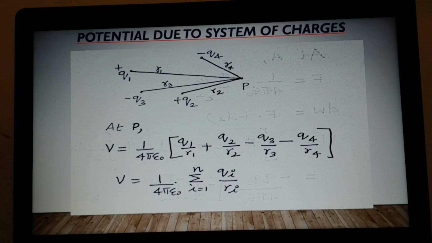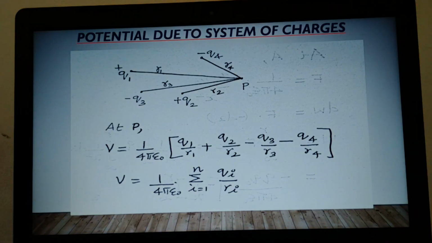Listen, Q1 can provide a potential at P. How can you find it? By the definition, V1 is equal to 1 by 4 pi epsilon 0 Q1 by R1. Q2 can provide a potential there, measured as 1 by 4 pi epsilon 0 Q2 by R2. We have Q3 at a distance R3, so at P Q3 can also provide a potential: V3 is equal to 1 by 4 pi epsilon 0 Q3 by R3. Similarly for Q4, 1 by 4 pi epsilon 0 minus Q4 by R4. Remember, potential provided by Q1 and Q2 is positive and provided by Q3 and Q4 is negative.